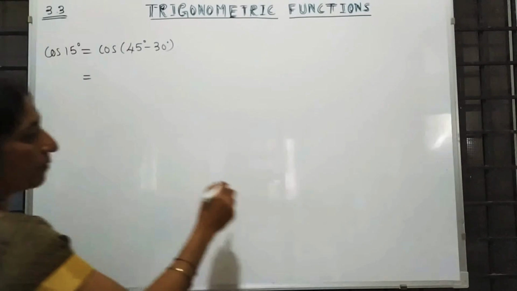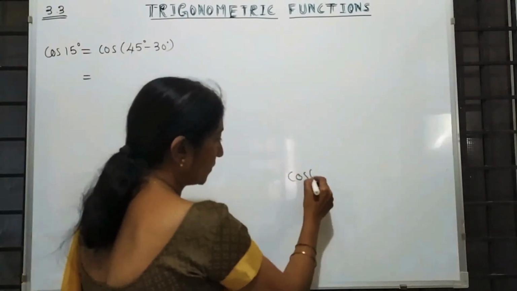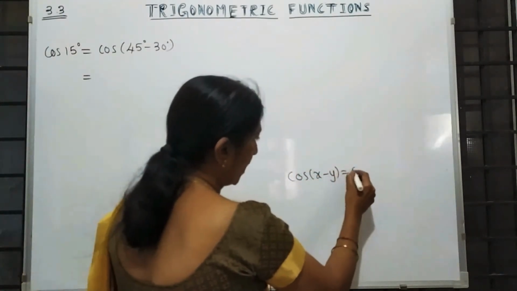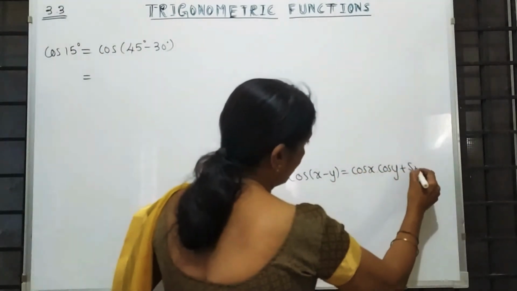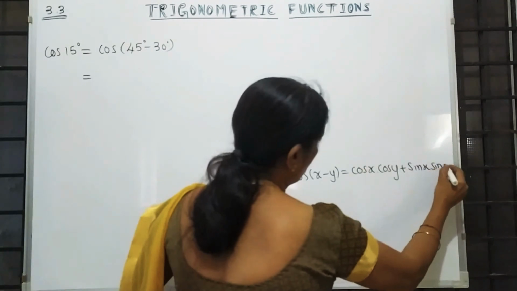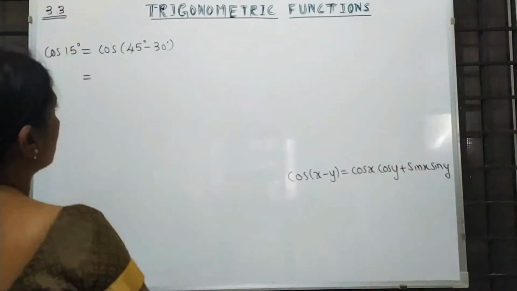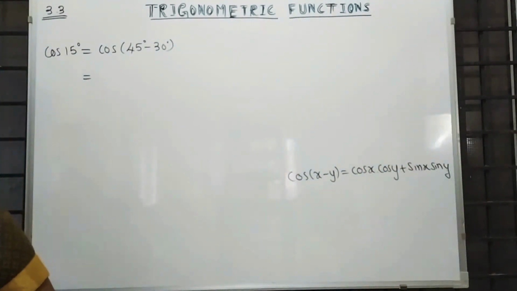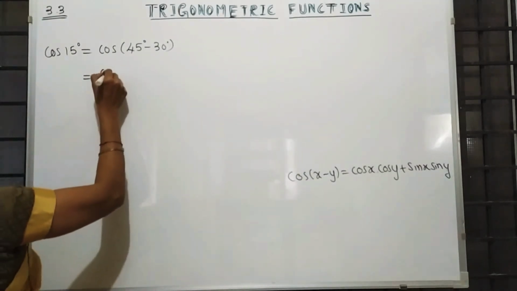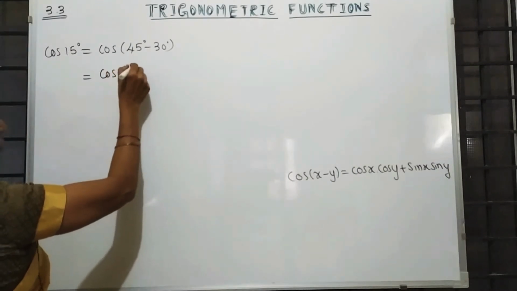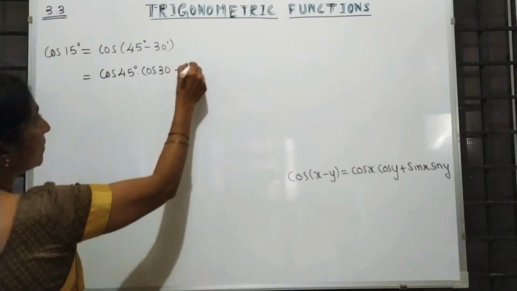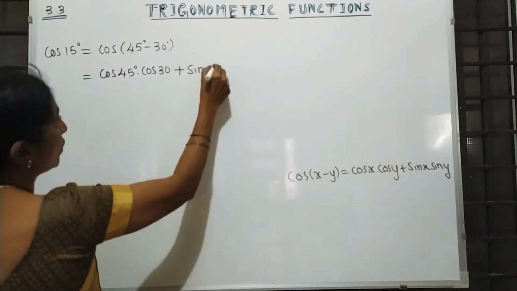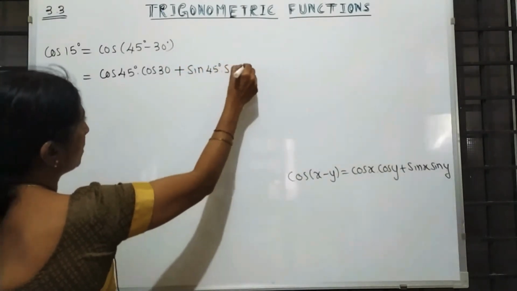And here we are applying a formula cos of x minus y, that is cos x into cos y plus sin x into sin y. See here x is 45 degree and y is 30 degree. Apply that formula: cos 45 degree into cos 30 degree plus sin 45 degree into sin 30 degree.